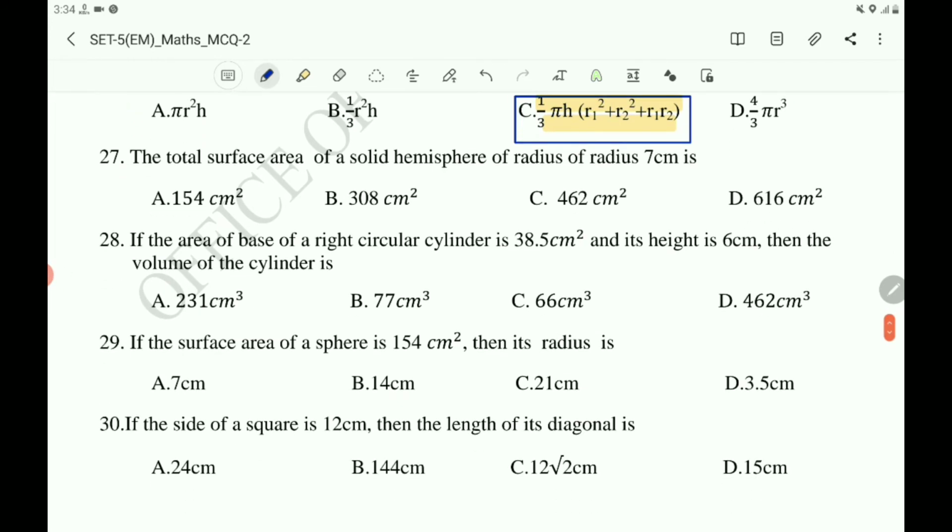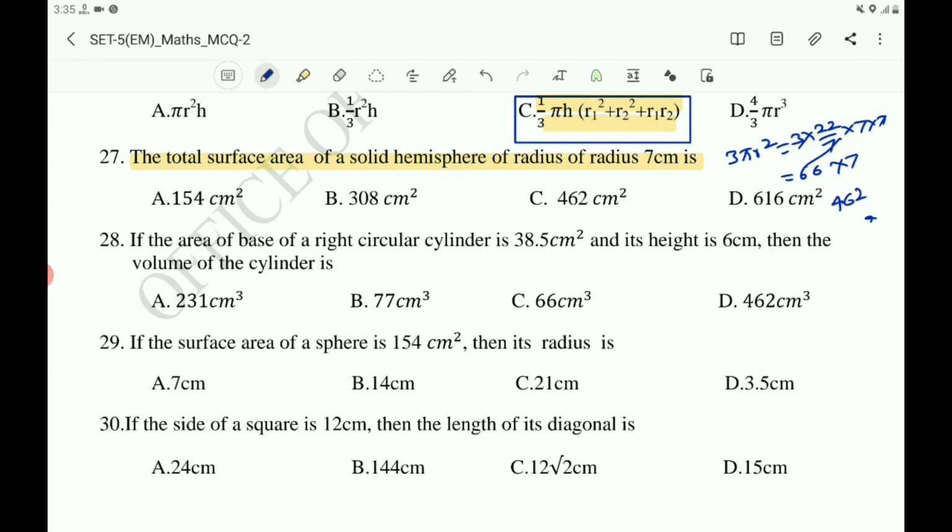Next you take question number 27. The total surface area of a solid hemisphere of radius 7 cm is. Hemisphere has a base, so its total surface area is 3 pi r square, which equals 3 into 22 by 7 into 7 into 7. So it cancels, then you will get 66. 3 into 22 is 66, into 7. 7 sixes are 42, plus 4, 462 cm square.